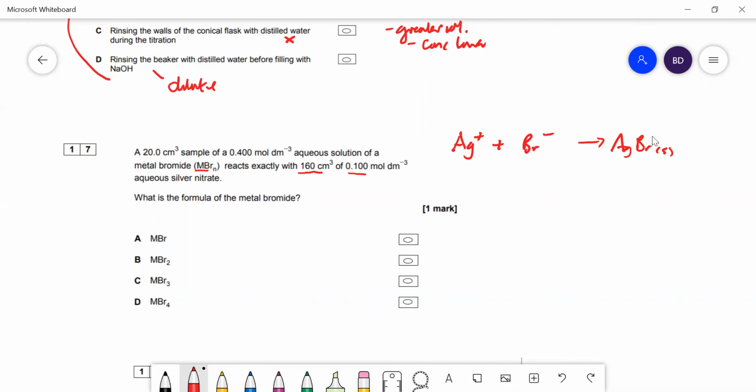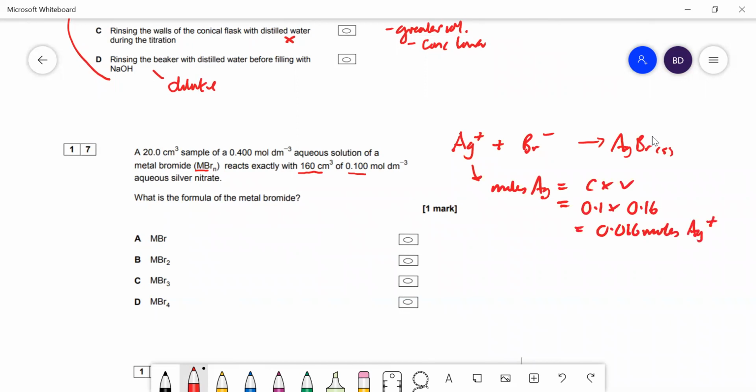Now what we need to do is work out the number of moles of silver we've got there. So moles of Ag is concentration times volume. So that is going to be 0.1 times 160 centimeters cubed, which is 0.16 dm cubed. So that's 0.016 moles of silver.